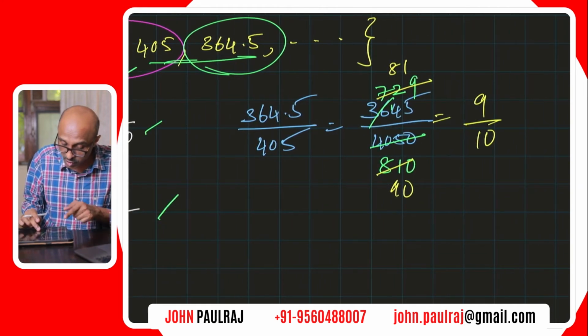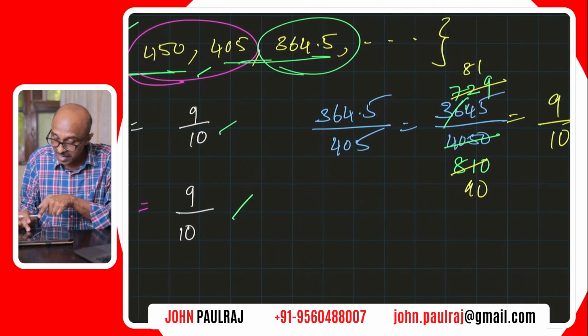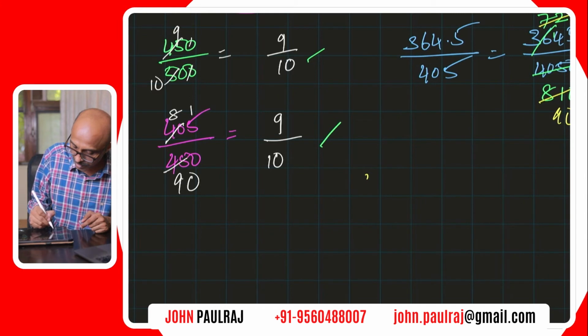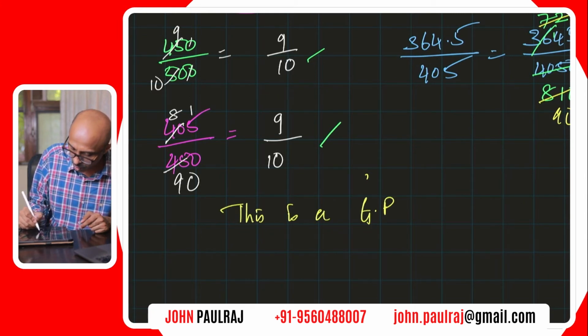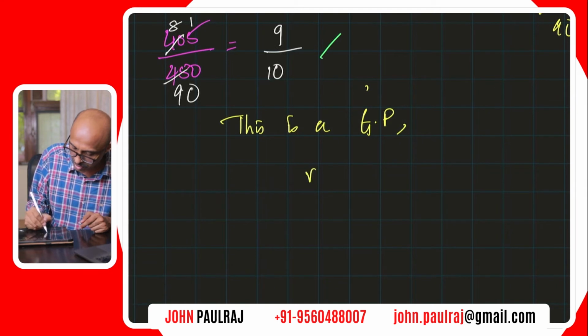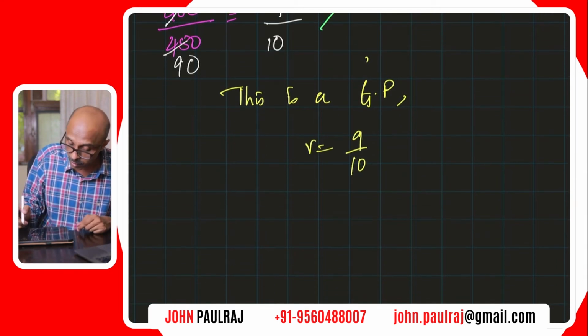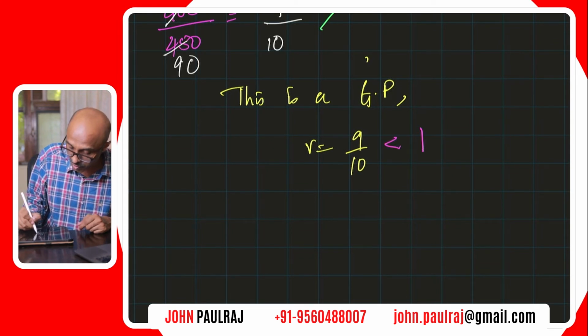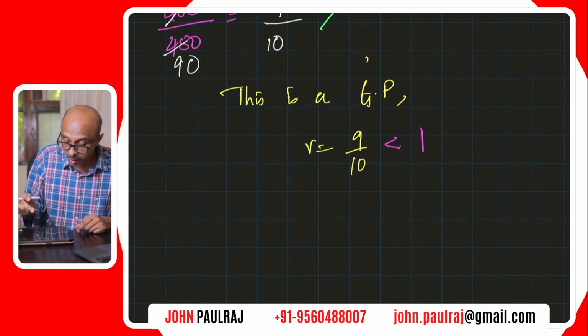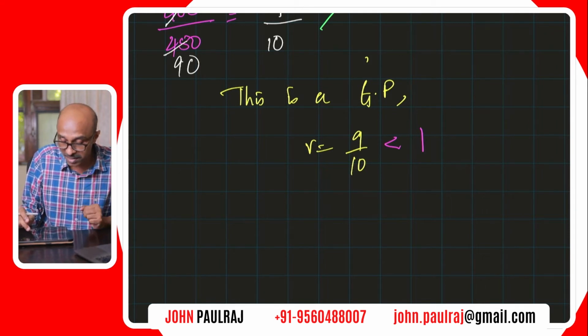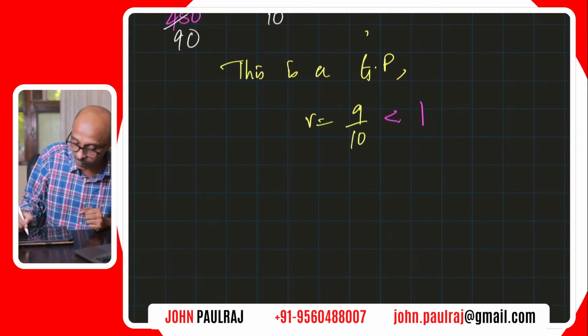Again, we can see that the ratio of the fourth term to the third term is also 9/10, and we can say that this is a GP, and the common ratio of this GP is 9/10. Verified. And we can also write down that this r, this common ratio, is less than 1. Now because this is a GP and because the common ratio is less than 1, we can use the formula of the sum to infinity.